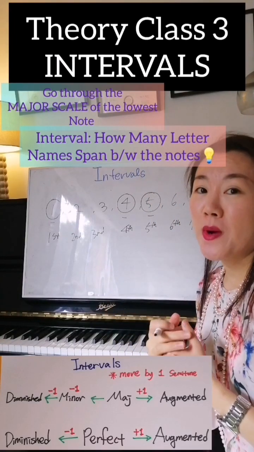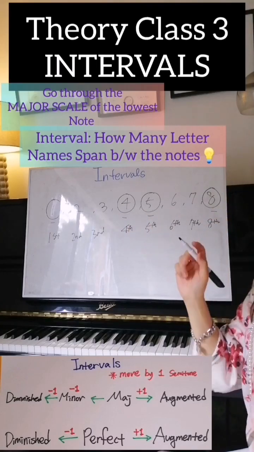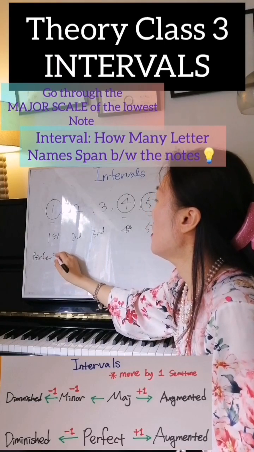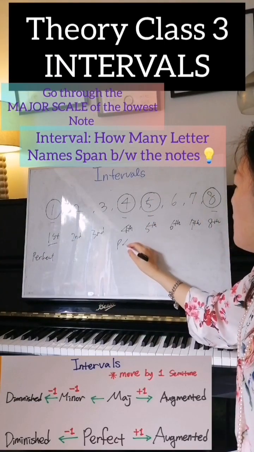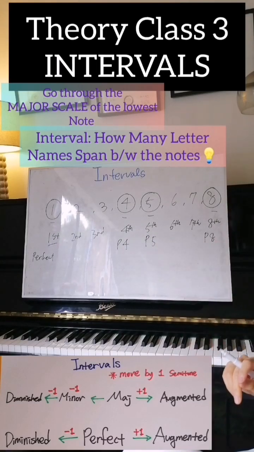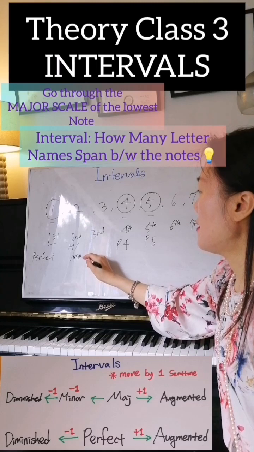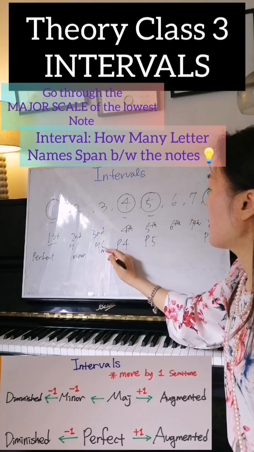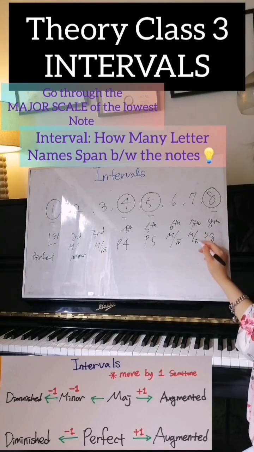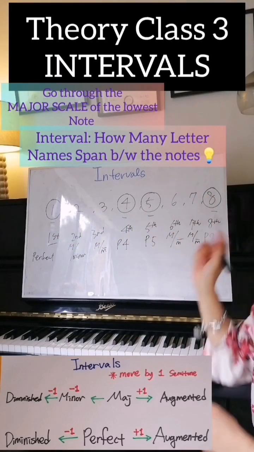So now we're going to talk about quality. For the first interval, 4th, 5th, and 8th, we use the term perfect. Perfect first, perfect 4th, perfect 5th, perfect 8th. The rest of them could be either major or minor. Remember that? We use the term perfect for the first interval, 4th, 5th, and 8th interval.